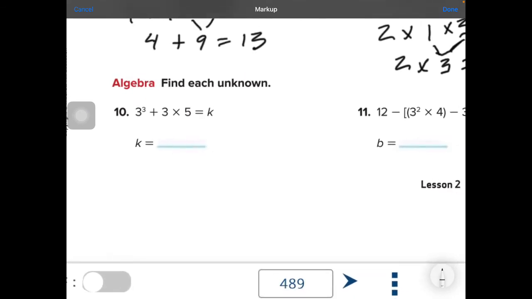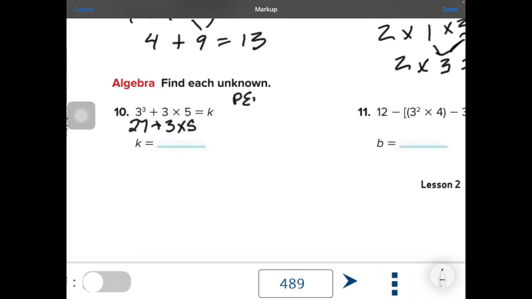Number 10, algebra, find the unknown. Okay, let's translate this, shall we? So we have 3 to the third power, which is 3 times 3 times 3. So 3 times 3 is 9. 9 times 3 is 27. So this is 27 plus 3 times 5.